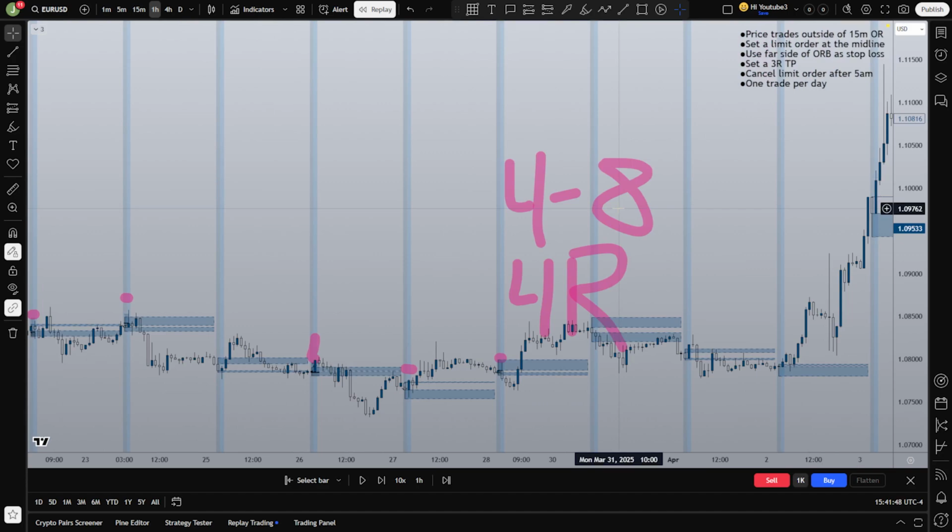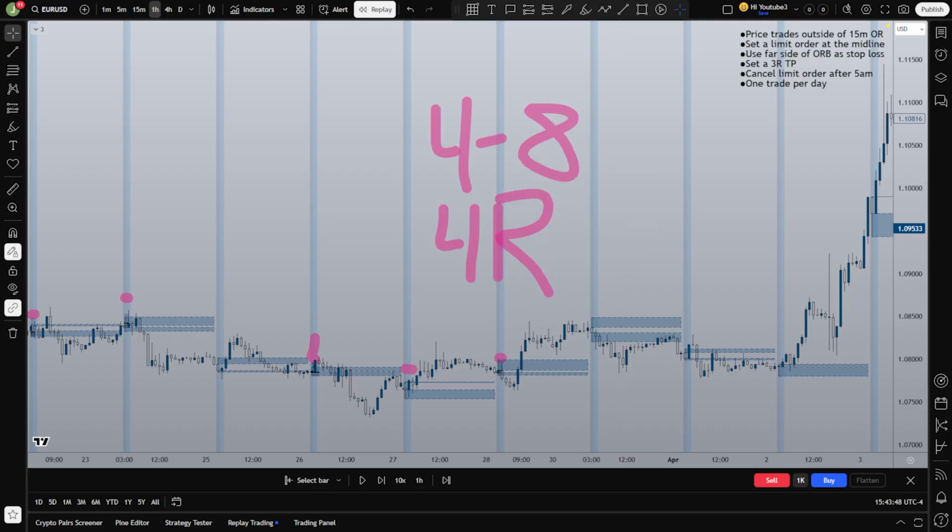It's not a lot, but it's a mechanical strategy. It's supposed to just be rules-based. You follow it, and you don't really have to think too much about it. All in all, that's 4R on the month and 1R up on the year for this mechanical iteration of the ORB strategy.